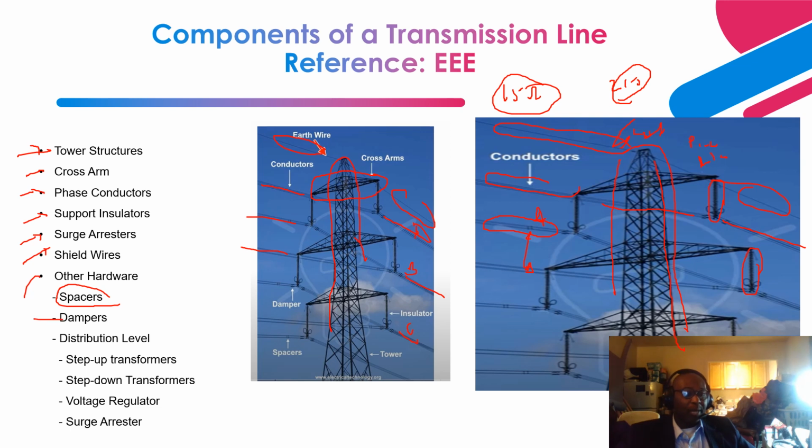Next are dampers. An example of a damper is this. These dampers are installed at strategic locations throughout the entire length of the transmission line. What is its purpose or function? Since this transmission line spans several hundreds, even several thousands of kilometers, you may have extreme weather conditions where there is excessive wind.